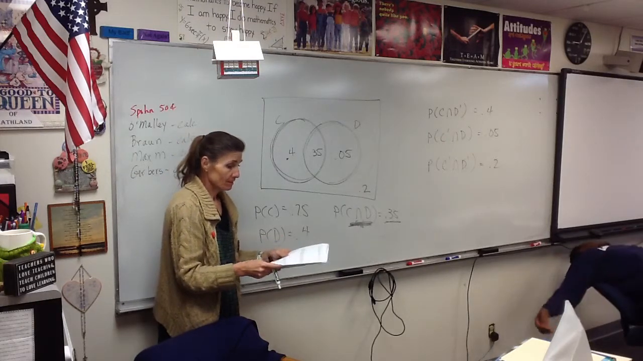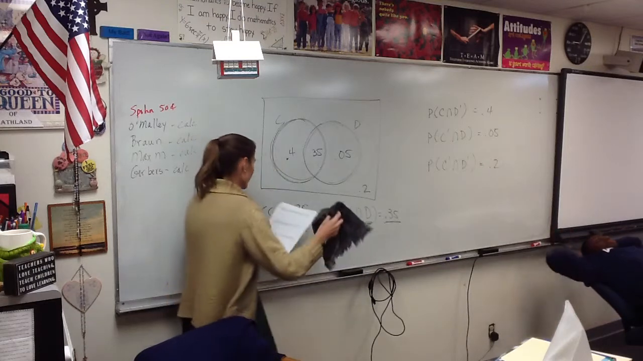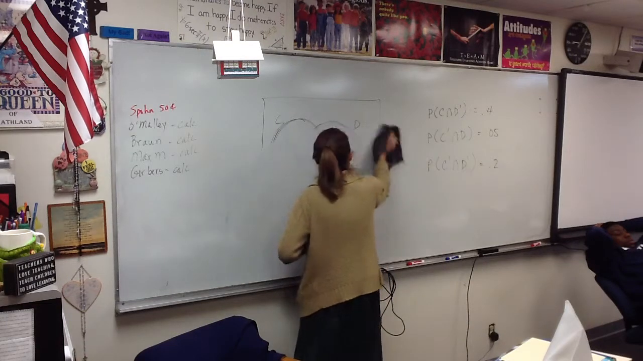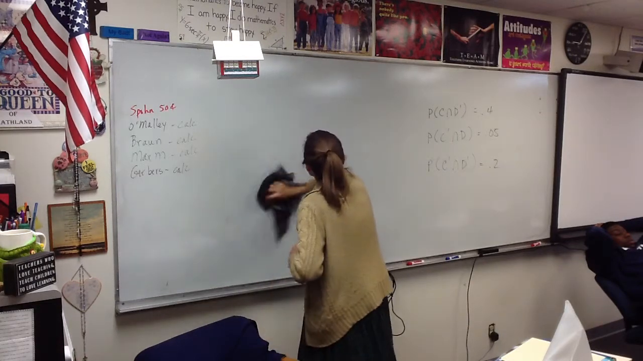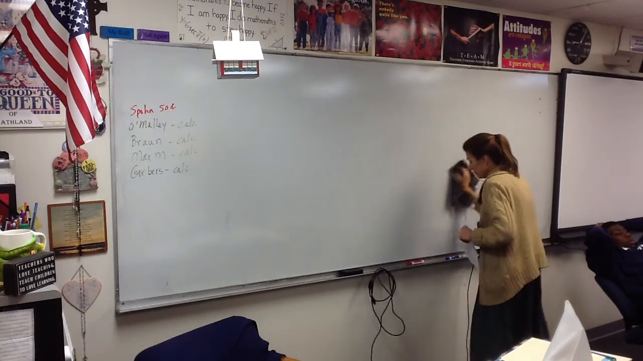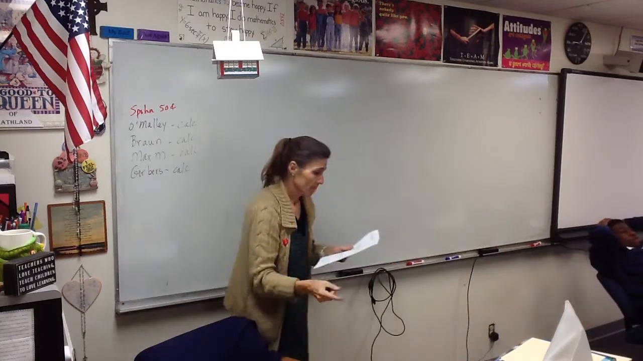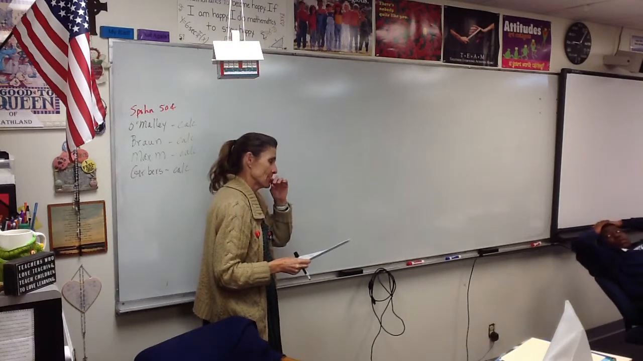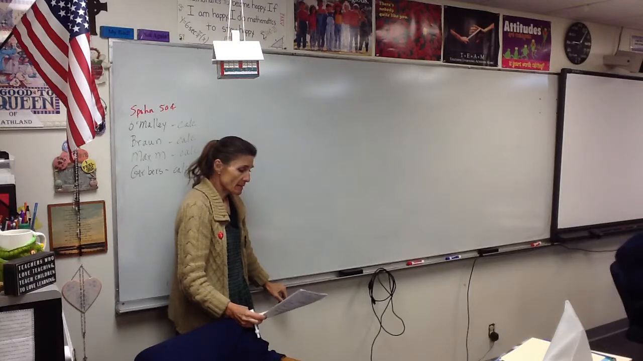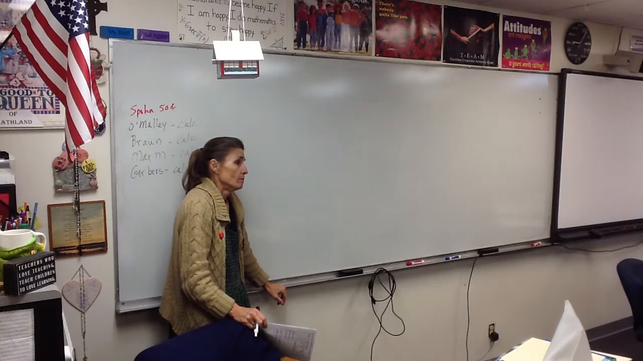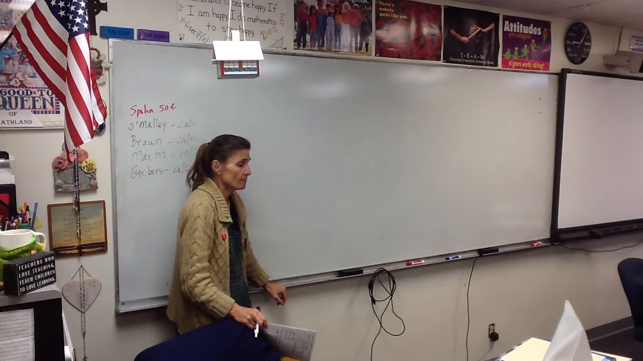All right. One more page. We're going to switch gears now. This is not a Venn diagram. This is called conditional probability. And it's actually quite easy. Okay, everybody read problem number 7 on page 61. Katie, did you read problem number 7?